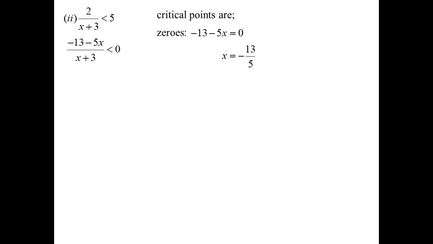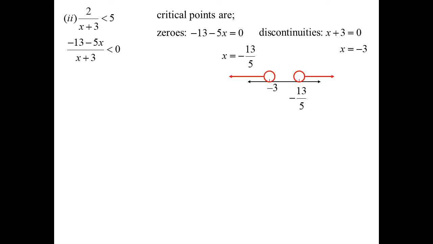There's the zeros, x equals minus 13 on 5, and the discontinuity is x equals minus 3. We've come up with those critical points that we like to see. And then we can test like we did before, and we see, oh yeah, we're on the outside for this one. So we get x is less than negative 3, or x is greater than minus 13 on 5.